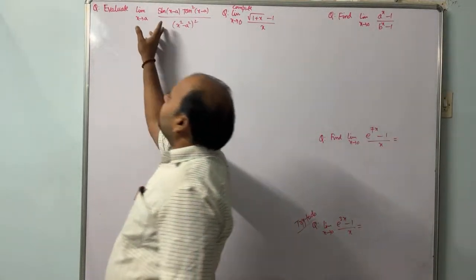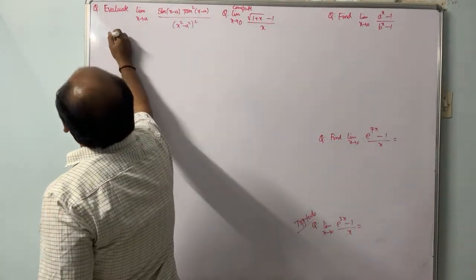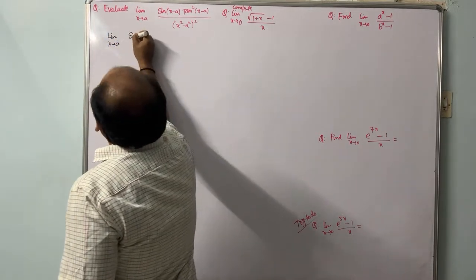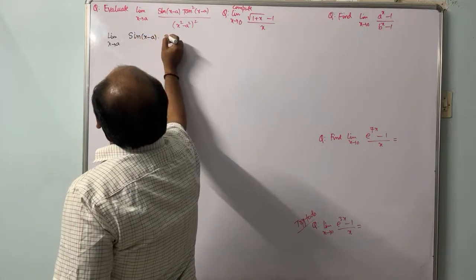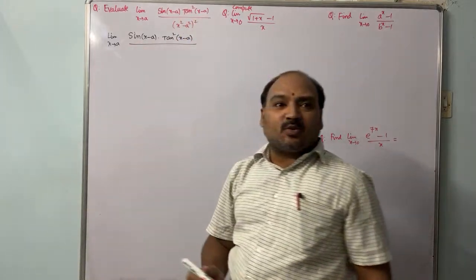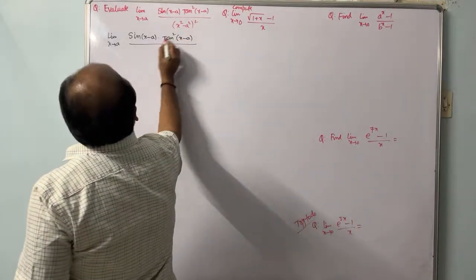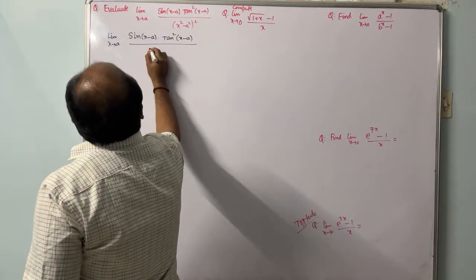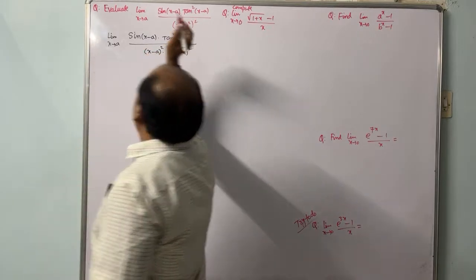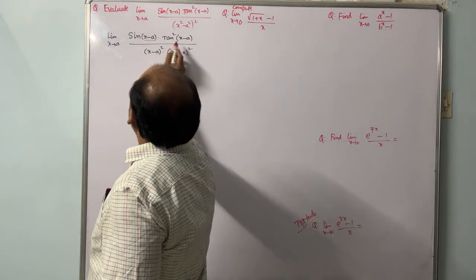See the first question, sometimes they are asking for 4 marks also, sometimes, not every time. First, we can split into a product of terms. Limit x tends to a, sin of x minus a into tan square of x minus a by x square minus a square, means using the a square minus b square formula, a plus b into a minus b. So x plus a into x minus a whole square. So x minus a whole square into x plus a whole square. Okay. After that, x minus a is there here, here also there.